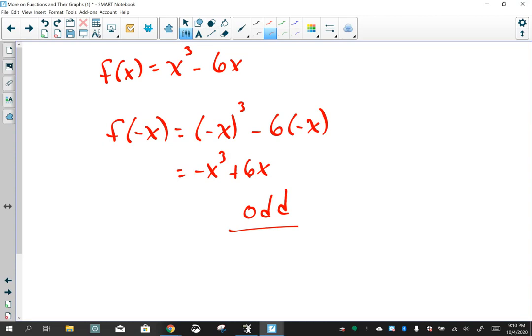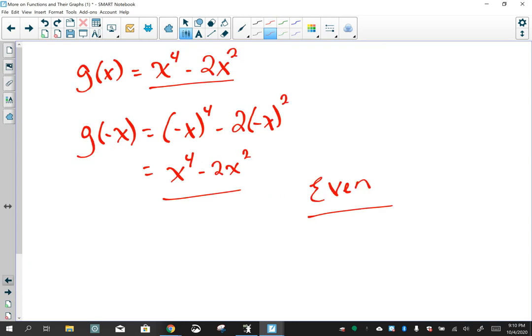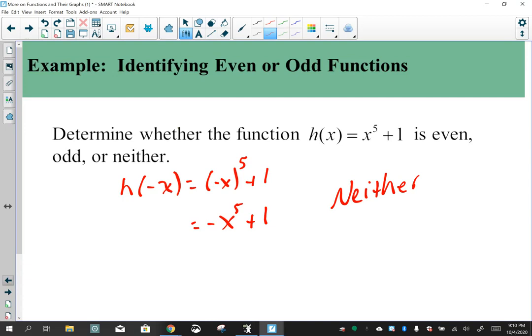Okay? So those are the three things that you're going to see. Even, I got the same exact thing back. Neither, this is going to be the most common answer that you get. Neither will be your most common answer because the majority of functions out there are not symmetric about the y-axis, and they're not symmetric about the origin. So because of that, you're going to have a lot of neither answers, and that's okay. Put it into your calculator to make sure that you've done everything correctly.